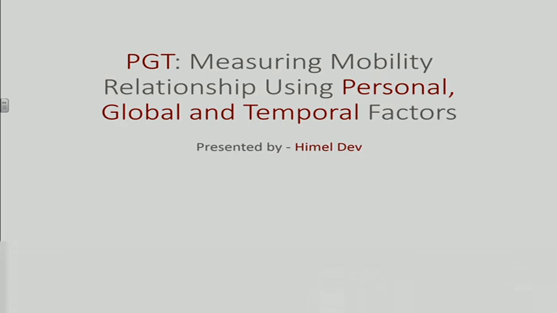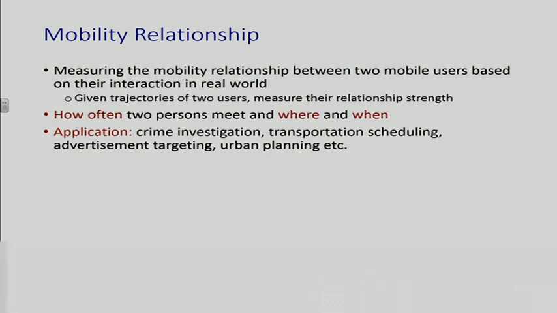So today I'll be presenting a work by Jessie Lee. Professor Han already mentioned her name in today's class. The title of the paper that I'm going to present today is PGT: Measuring Mobility Relationship Using Personal, Global, and Temporal Factors. This is a really interesting work that involves measuring the mobility relationship between two mobile users based on their interaction in the real world. More specifically, this problem involves, given trajectories of two users, measuring their relationship strength.